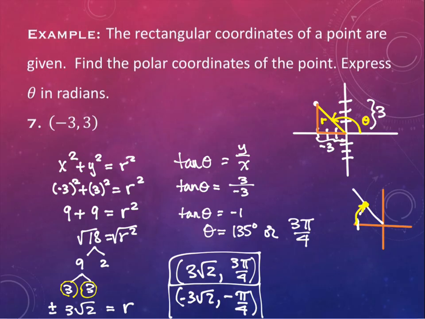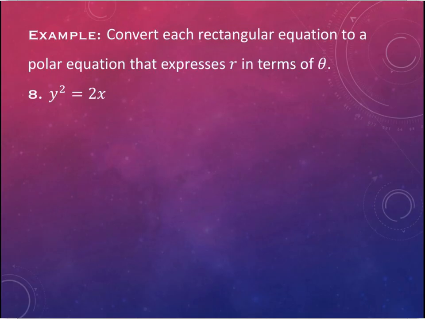All right, a couple more things. We're going to actually take equations now and change them around. We use the same formulas. There's nothing about this that's different. We're just not going to have an ordered pair at the end. Our answer at the end will look different. So this one says convert each rectangular equation into a polar equation that expresses r in terms of theta. This phrase right here means that we're going to solve for r at the end. That's what that phrase means. Okay, so we're going to turn everything into r's and thetas and then solve for r.